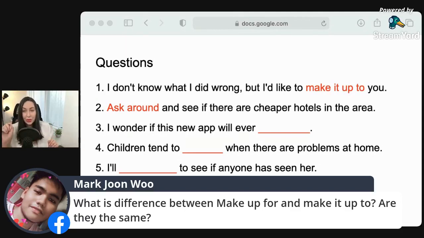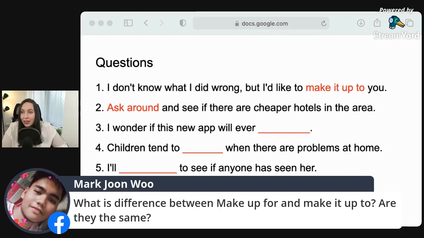And then to make up for, after the for is something that you did wrong. I'd like to make up for forgetting your birthday. So after the for is the thing that you did bad, right? So make up for something wrong and make it up to the person. Oops, make it up to the person. Okay, very good. I hope that was understandable.